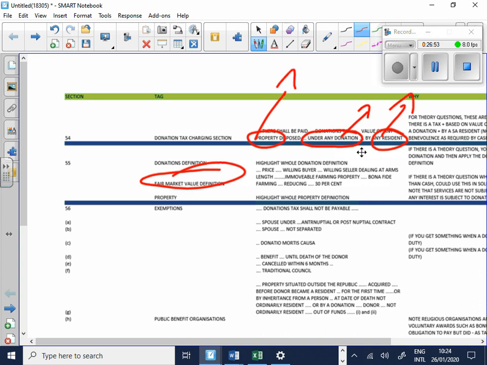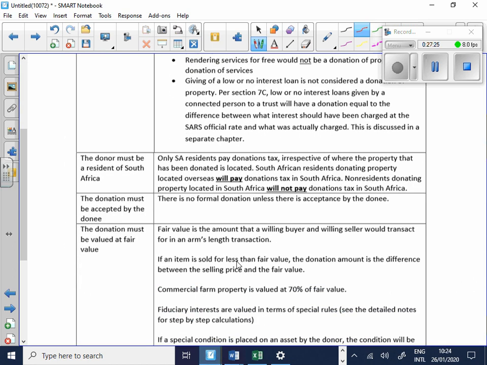Immovable farming property, you reduce it by 30%. Does everybody see that? So if you've got immovable farming property, and it's got to be commercial farms, is that all right? If you happen to live out on the plaza, but you don't farm on it, it's not a farm. Is that all right? So it says there, you're going to reduce farming property by 30%. So fair market value, open market value, willing buyer, willing seller. Guys, comfortable with that? I'm going to show you one or two implications now when I do an example. Okay, carrying on.